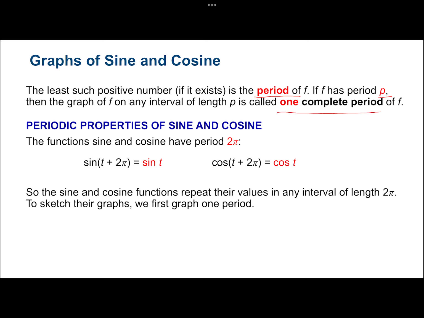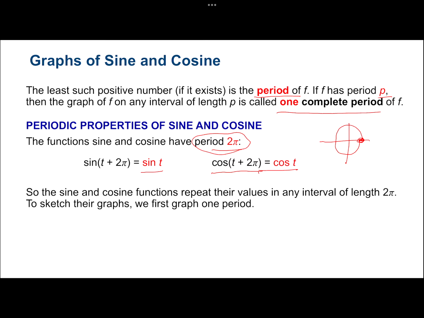So the periodic properties of sine and cosine: the functions sine and cosine are going to have a period of 2 pi. It's important to remember that. Sine of t plus 2 pi is the same as sine of t, and cosine of t plus 2 pi is the same as cosine of t, because think about if you're right here, and once you make it all the way around, you're starting over again with the same values.